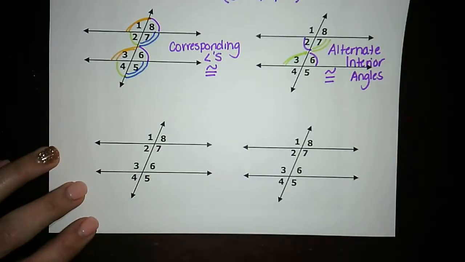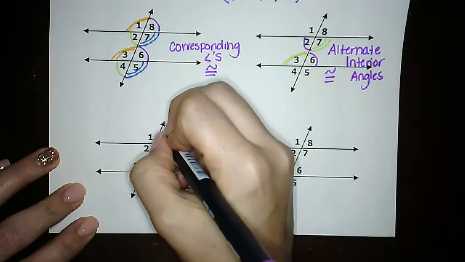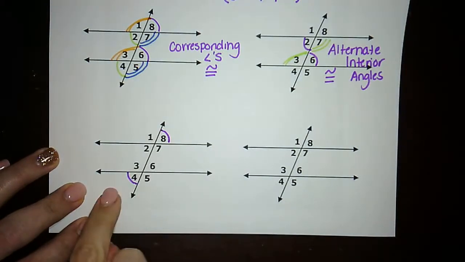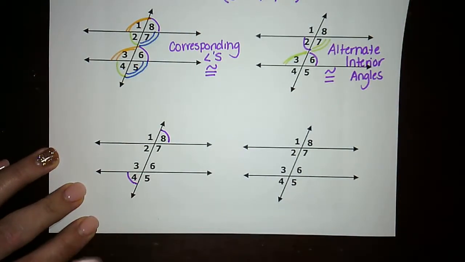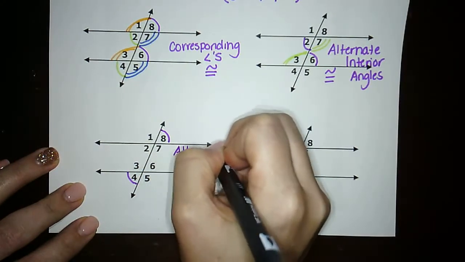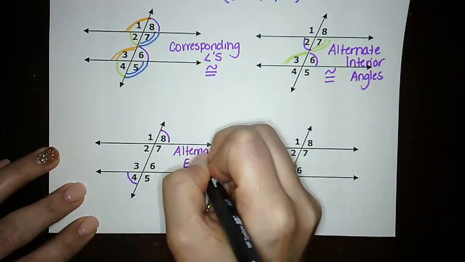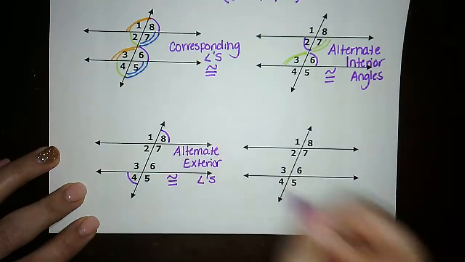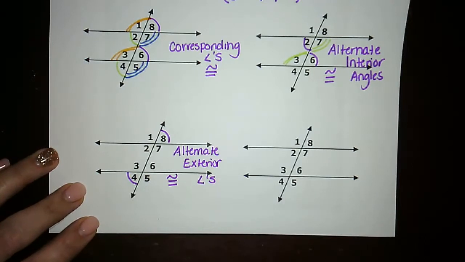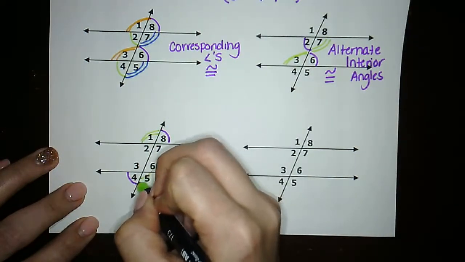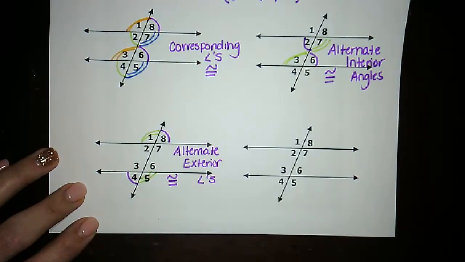Next, so we just talked about alternate interior. Now we're going to look at alternate exterior. So 8 and 4, they are on opposite sides of the transversal, but they're both outside the parallel line. So these are alternate exterior angles, and these again are also congruent. So 1 and 5 are also alternate exterior angles.